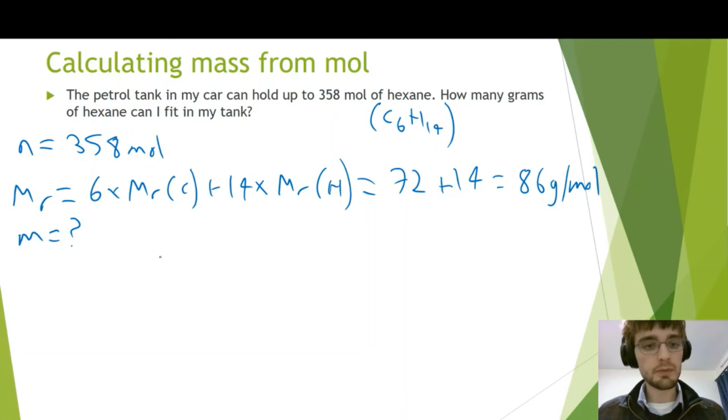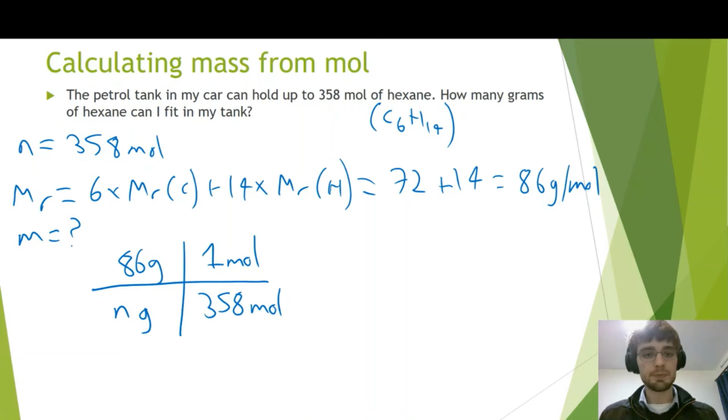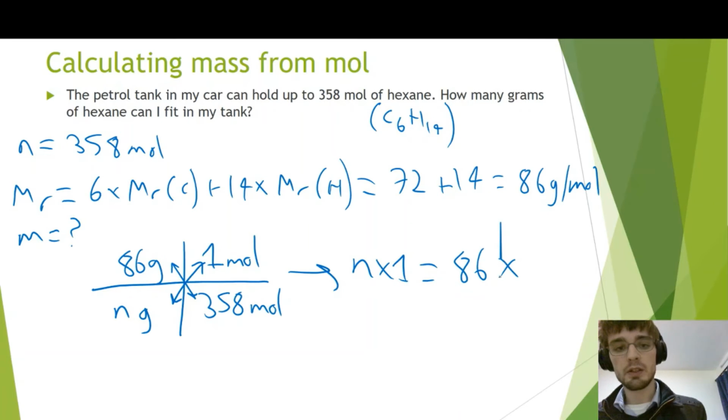So again, from our cross proportion, we know that if we have 86 grams, we have 1 mole of hexane. And we have 358 mole and some number of grams. So I'll do a cross product for it to change. We know that times that is equal to that times that. So we can say that n times 1 equals 86 times 358.